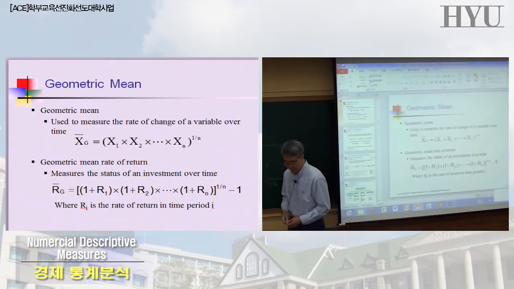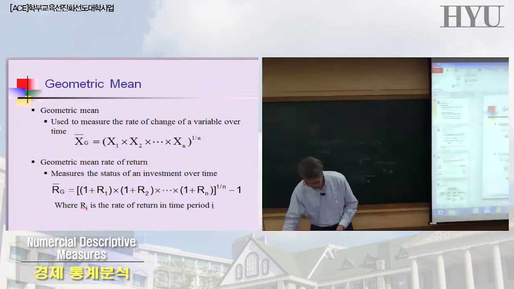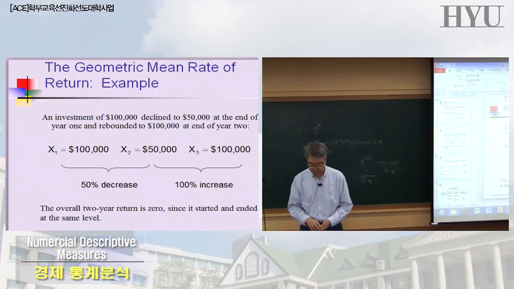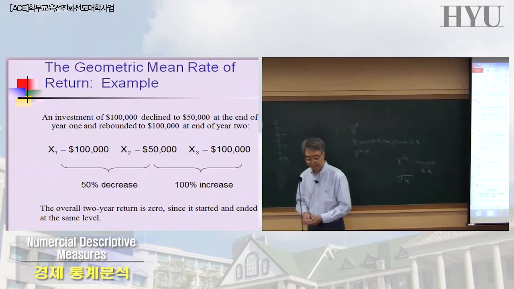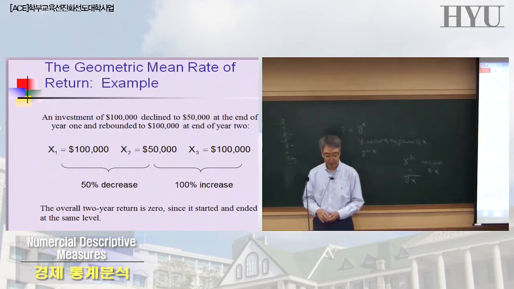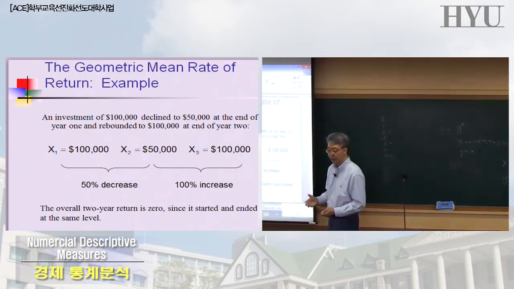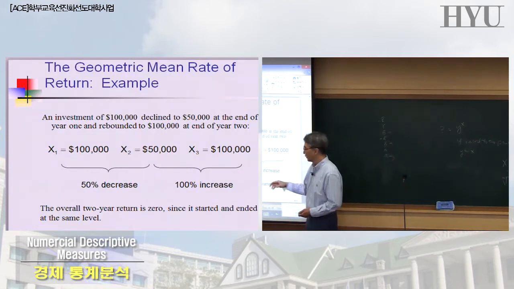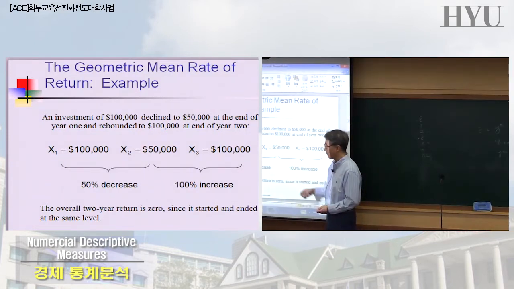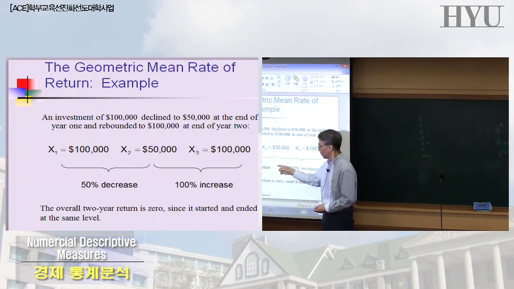Here is a very simple hypothetical example. Let's say you made a $100,000 investment. In the first year, it was bad. You actually lost money. Something happened to the economy, or there was a financial crisis. So in the second year, it went down to 50,000. Your investment lost value by 50%.